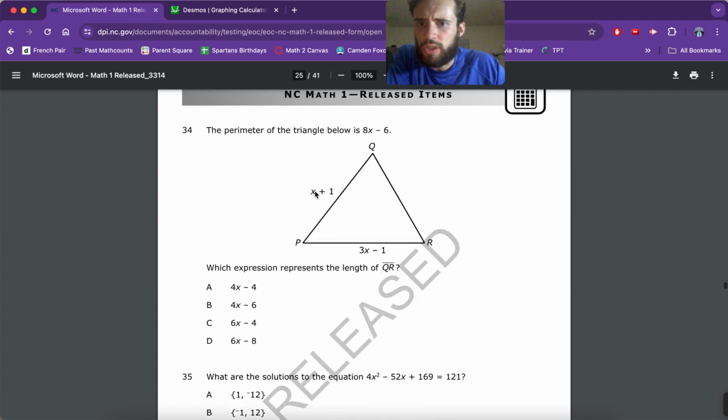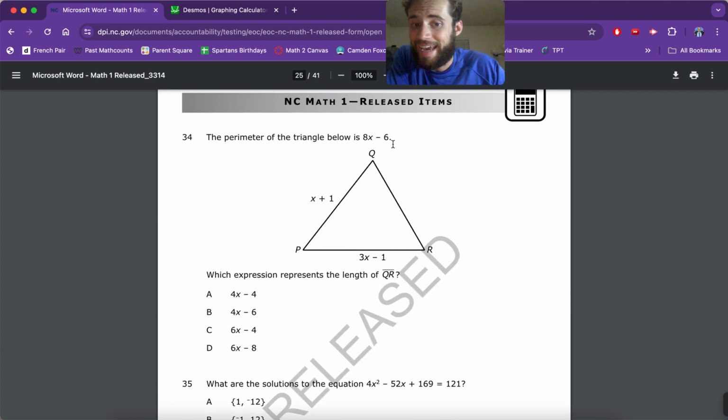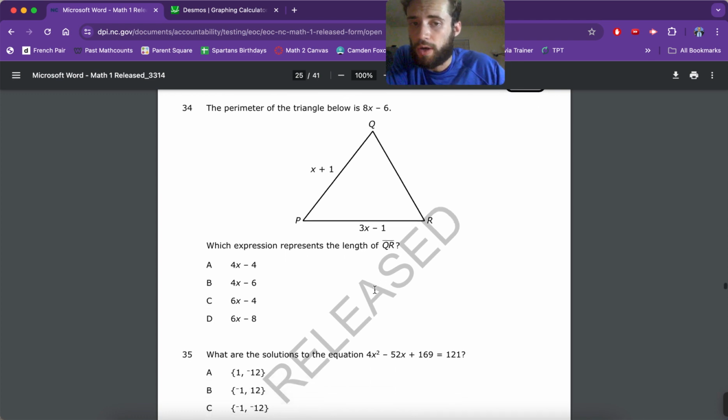All right, the perimeter of the triangle below is 8x minus 6, which expression represents the length of QR? All right, well, we just need to get a total of 8 x's, and for our constant, we want it to add up to negative 6. So x plus 3x makes 4x. We want 4 more x's to get up to 8x, so it's going to be one of these with 4x, so either A or B.